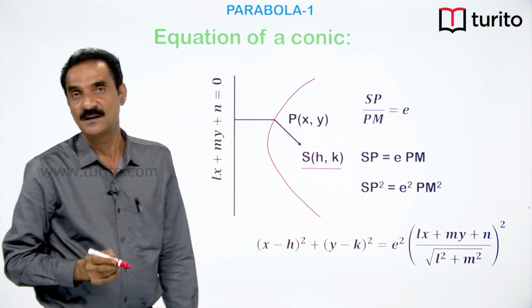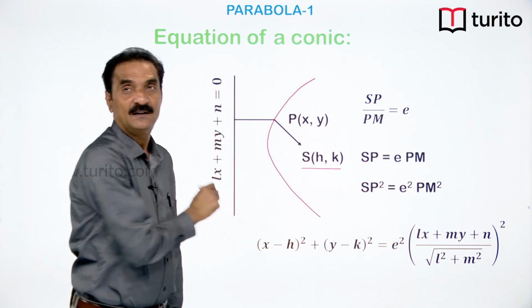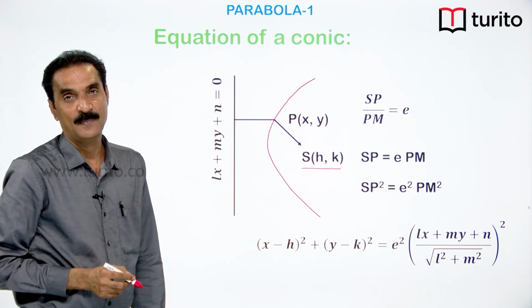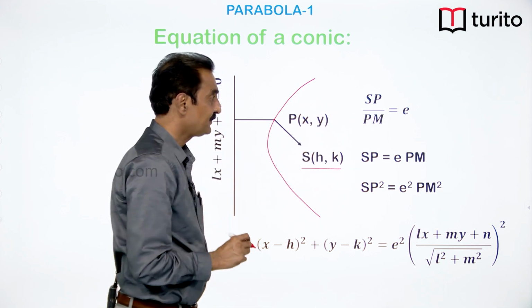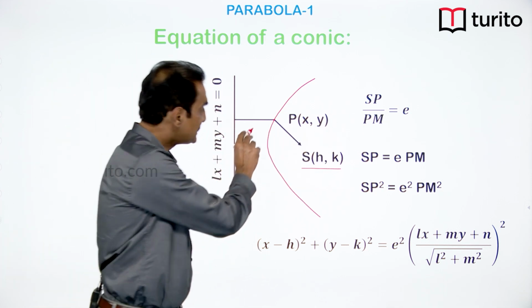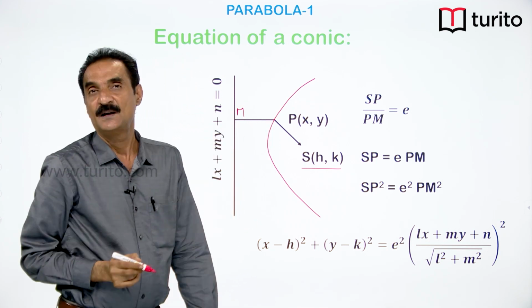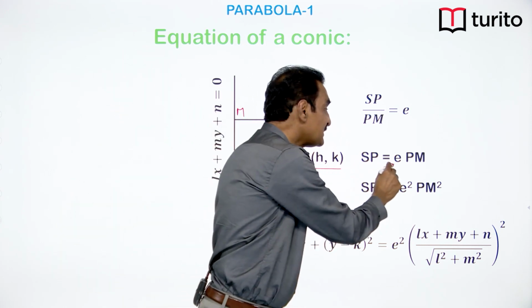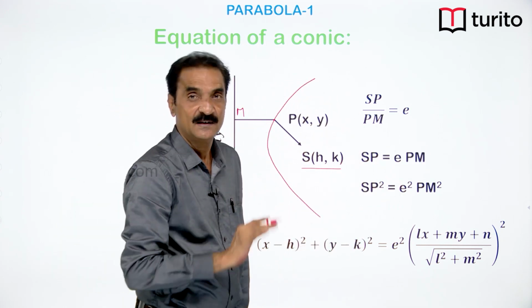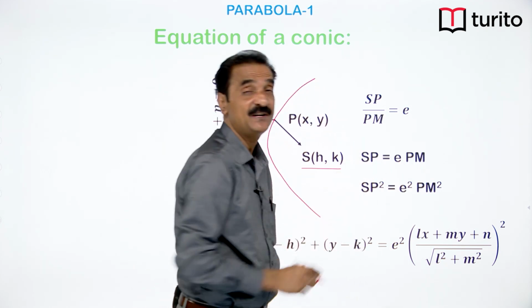Suppose this is the conic, you want to find its equation. Focus is given, directrix is given, then eccentricity is given. What is the condition? SP is equal to, if this is PM, SP by PM is equal to e. Then SP is equal to e into PM. Squaring on both sides, we get SP square is equal to e square into PM square.